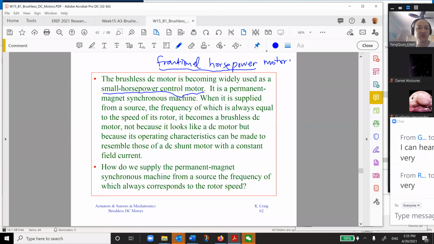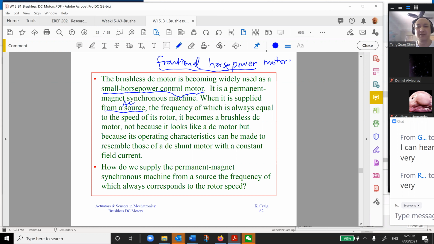So that is usually good to use brushless DC motors. And usually it's made by a permanent magnet synchronous machine, okay? So you supply from a source, the frequency of which is always equal to the speed of the rotor. So if the source is an AC source, okay? So the source is a high frequency, then your rotor is this frequency, right?